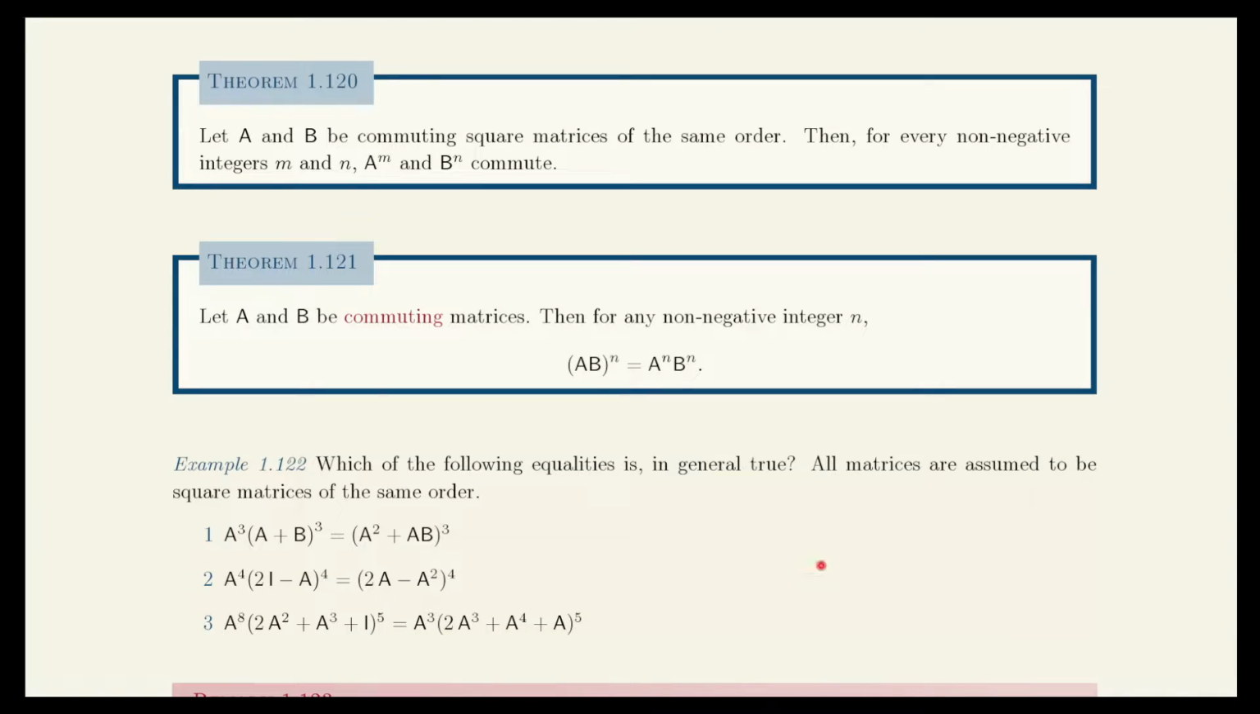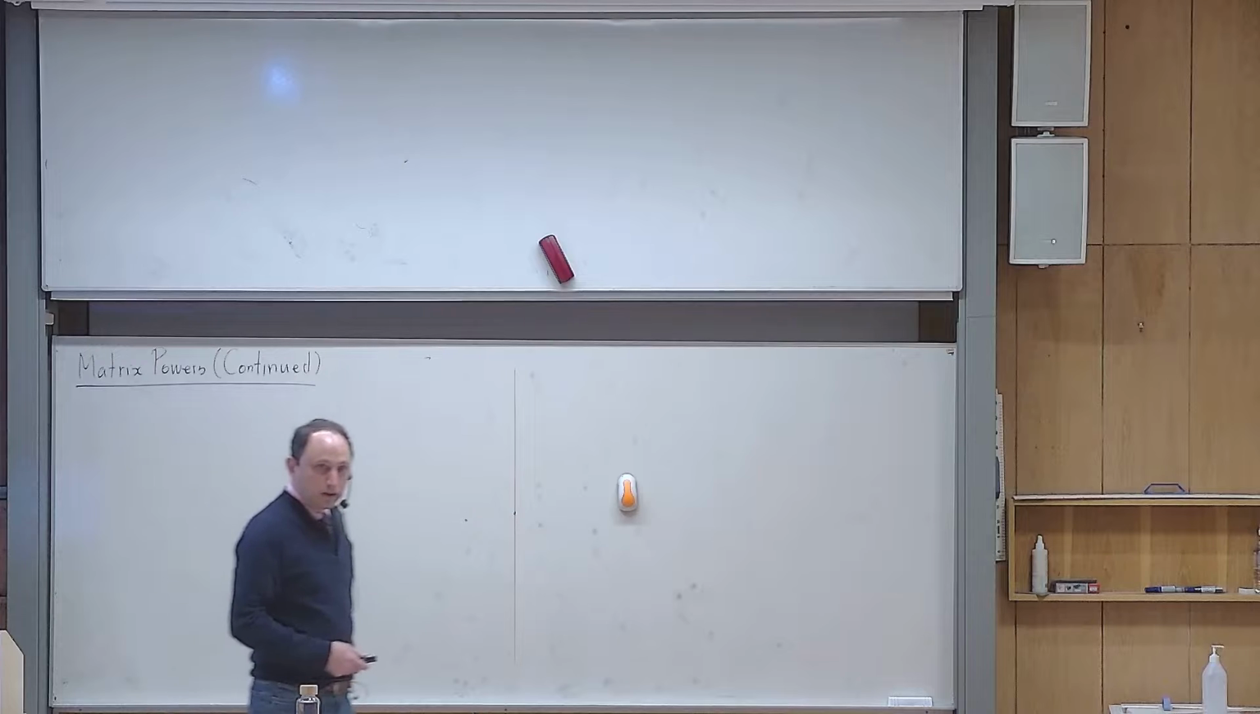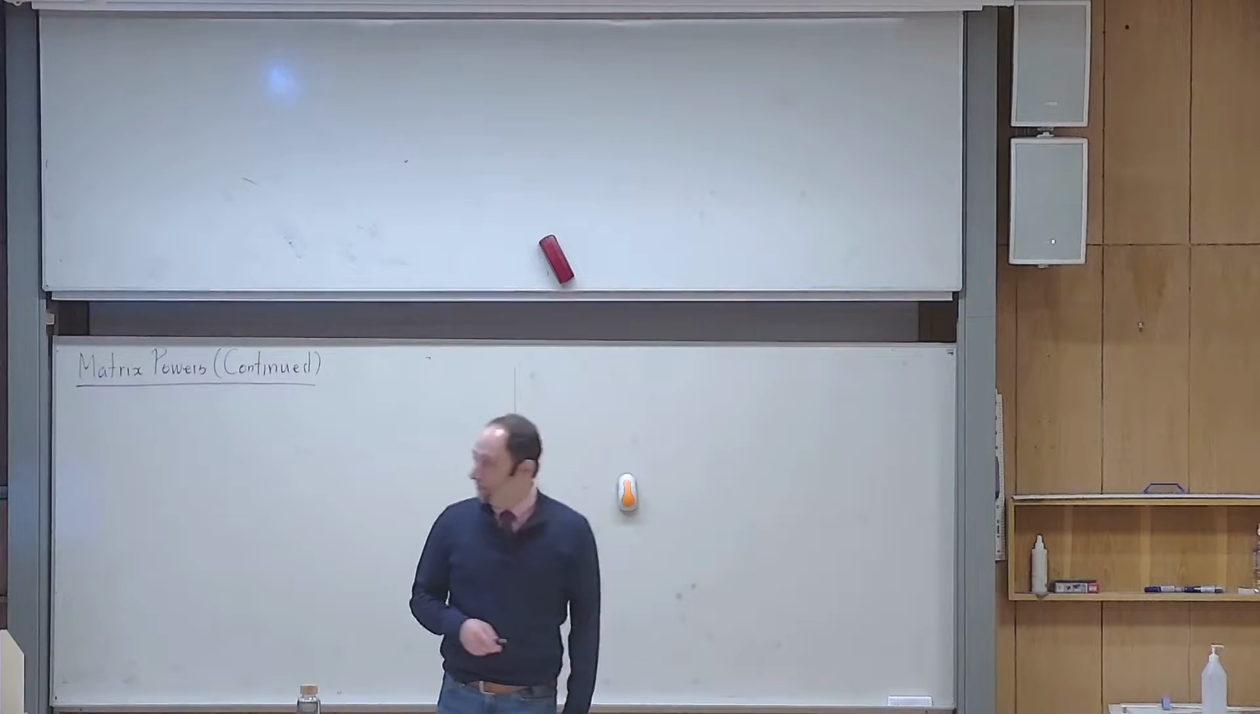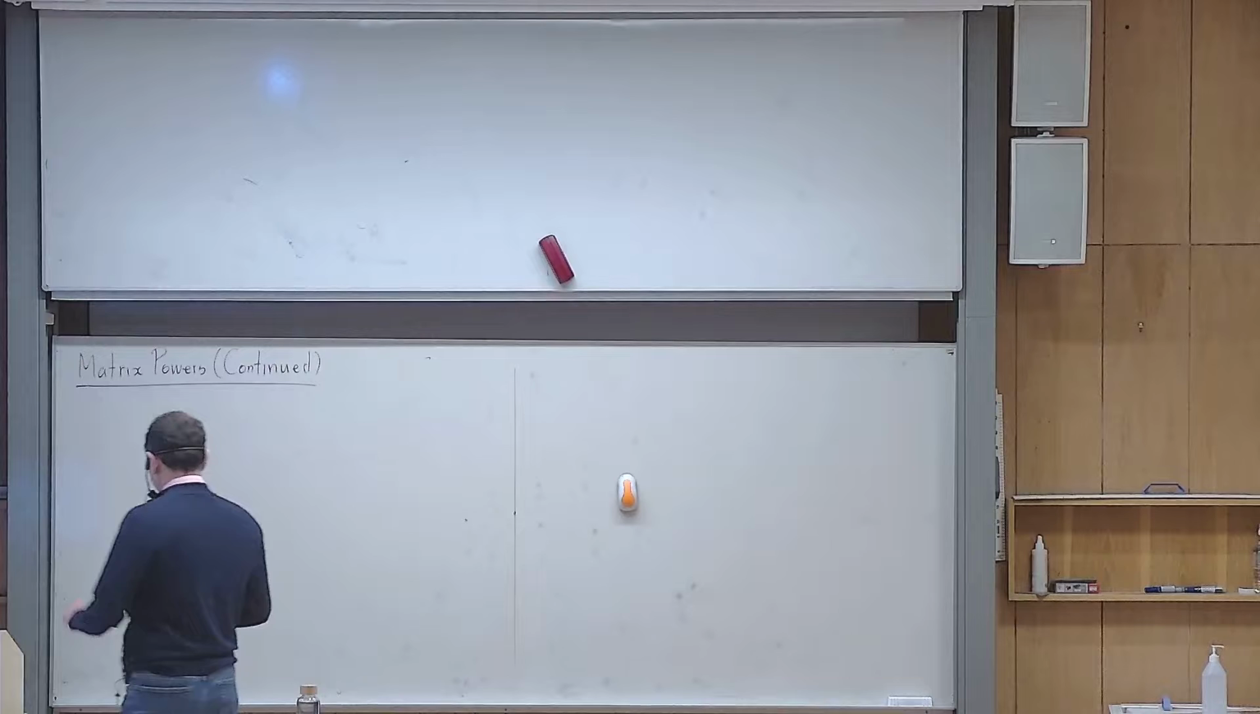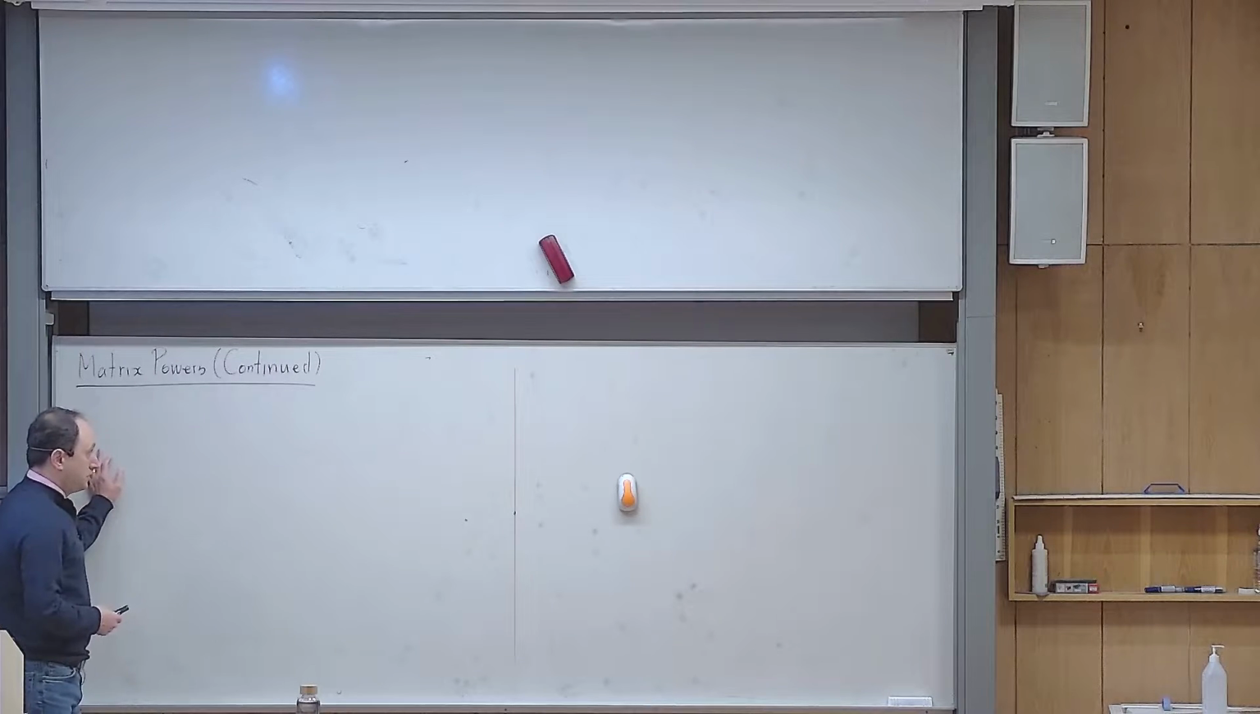So let us go here. Theorem 120. Let A and B be commuting square matrices of the same order. Then for every non-negative integers m and n, A to the m and B to the n also actually commute. Which is not trivial, of course, because if you have a matrix and you raise it to some power, this would be totally different matrix, okay? And we know that there is no guarantee that the matrix multiplication enjoys the commutativity. So this is the point.